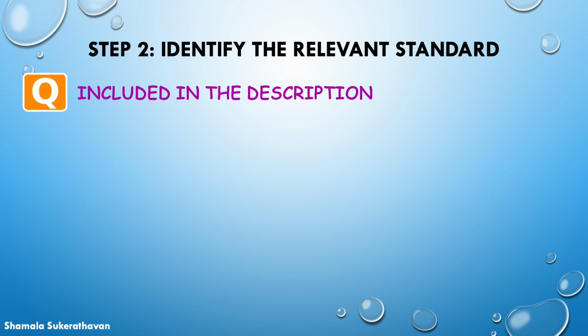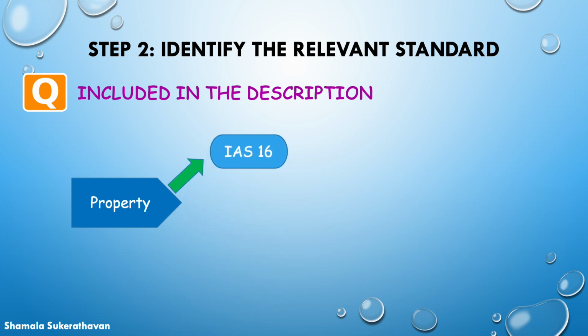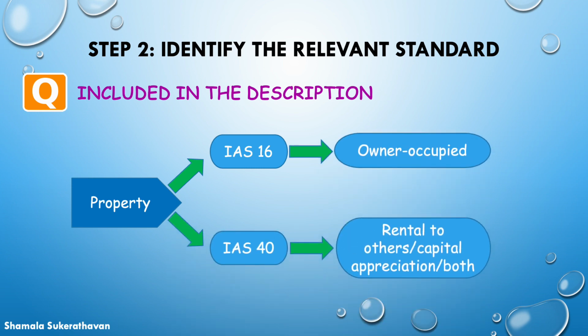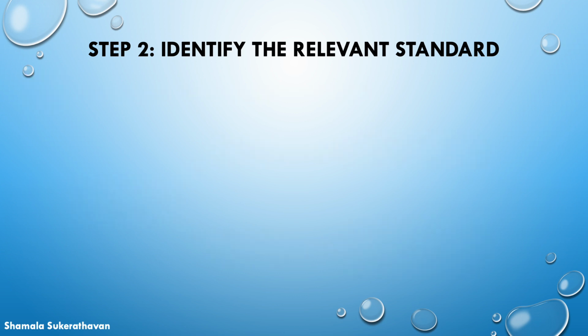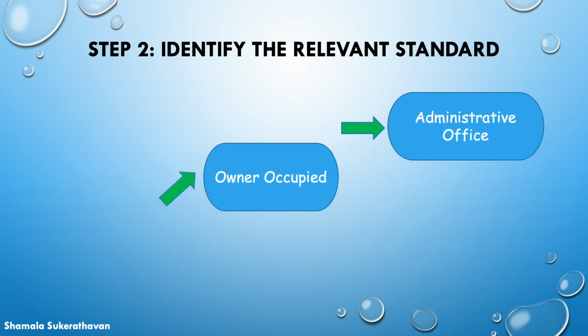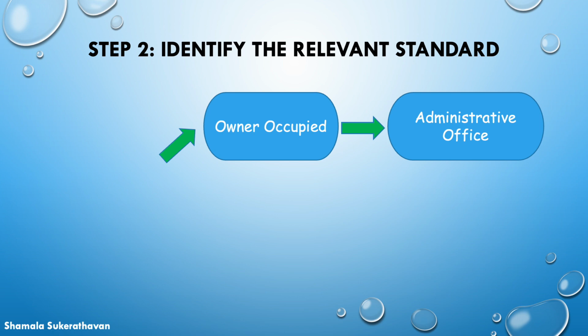Here, we are dealing with an item of property purchased, and as such, we can narrow it to two possible standards, either IAS 16 if it's owner occupied, or IAS 40 if it's for rental to others, or capital appreciation, or both. In this case, as the building was acquired to be used as ABC Limited's administrative office, it is owner occupied. This means the building falls within the scope of IAS 16. Further, it meets the recognition criteria set out in IAS 16.